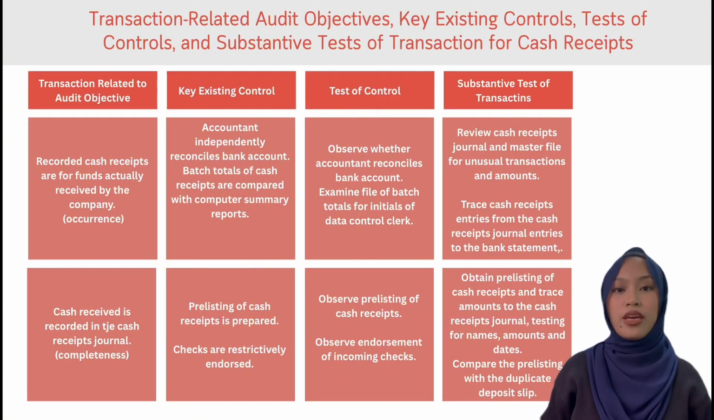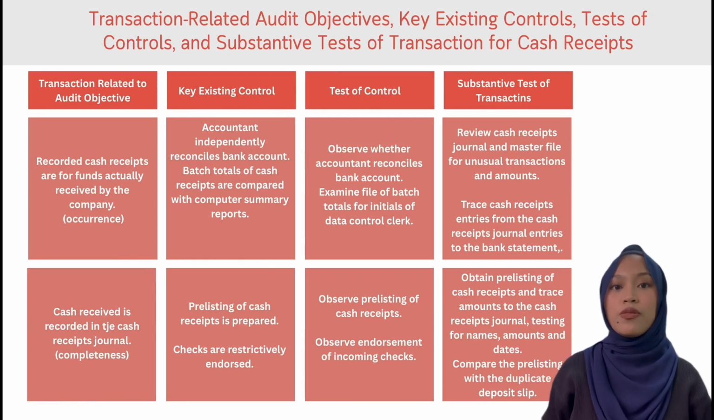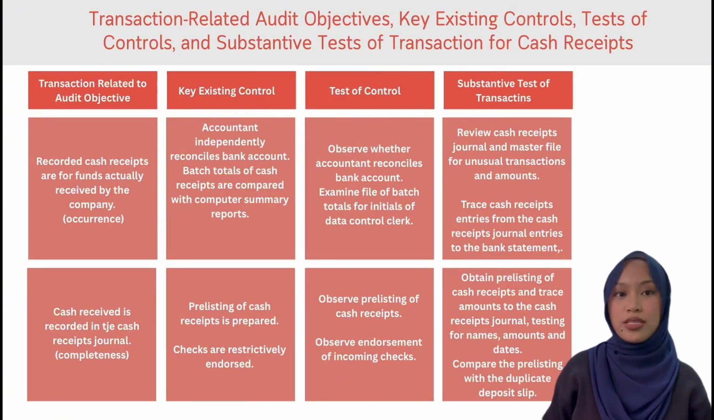For the substantive test, auditors get a copy of the pre-listing and compare it to the cash receipt journal. They test the names, amounts, and dates. They also compare the pre-listing with the duplicate deposit slip to confirm accuracy.